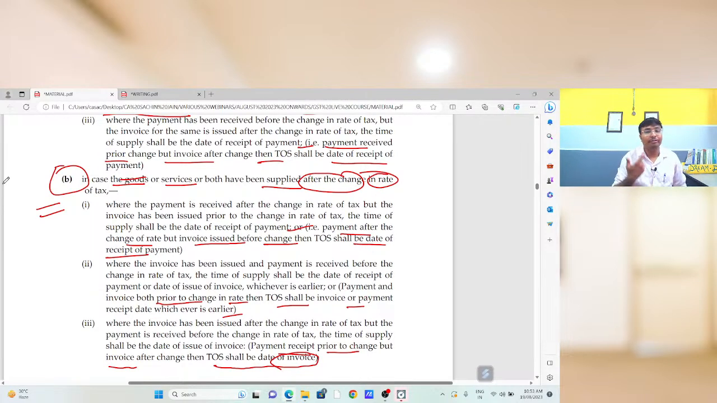In our tomorrow session, we are going to start our discussion on value of supply. Okay, the valuation part, where we are going to start our discussion, and also we are going to discuss the place of supply. That means in our tomorrow session, we are going to cover two more important topics, that is value of supply and the place of supply. And next week, in the first session, we are going to discuss input tax credit related matters, and in the second week, we are going to cover the practical parts of GST.